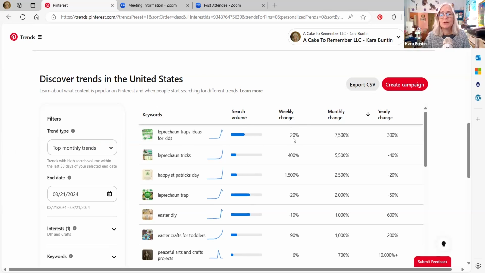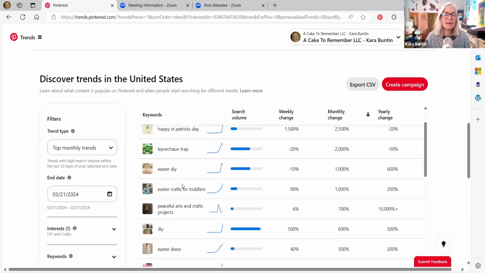Look, you can see the weekly change. See, this is down because St. Patrick's Day just went past. So of course, this week, nobody's going to be searching for leprechaun traps, but monthly is still going to be high. So you have to use your kind of common sense. And I'm not going to go and make a whole bunch of stuff about leprechaun traps right now because no.